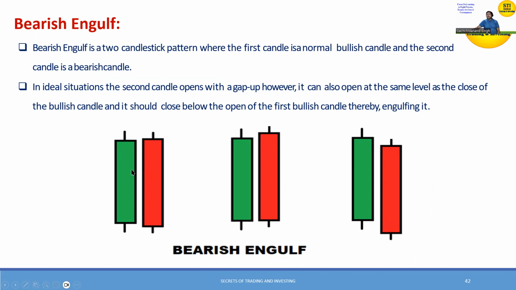Okay. So in another way, we need to observe that it should be completely eating out the effect of the green candle. That means price by the green candle, price movement happened till this price point, but by the second candle, price has again moved down to the same level or maybe below the previous level. So it is completely nullifying the bullish effect of the previous candle, and that is how it is called the bearish engulf. That is completely eating out the effect of the bullish candle.